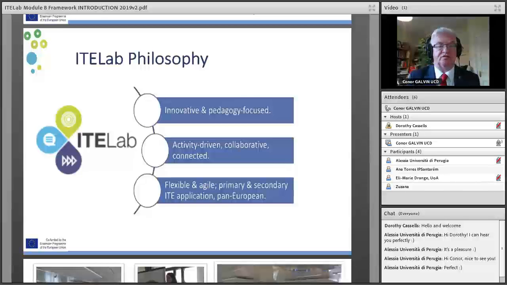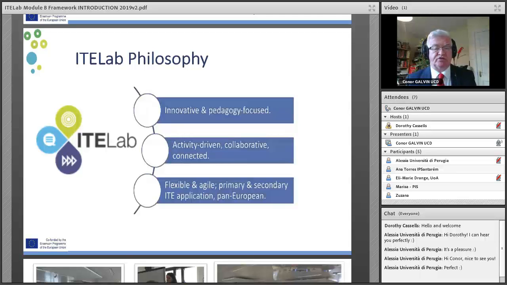Again, for the benefit of those who are joining the project, the philosophy that underpins all of the work we do can be reduced to those 3 headings. We're interested in innovative and pedagogically focused activities. We're interested in activities that are driven by action, by asking the students to engage with materials, with ideas, to do things, to try things out, to make materials, and so on, whether it's lesson plans or short videos or whatever it happens to be.